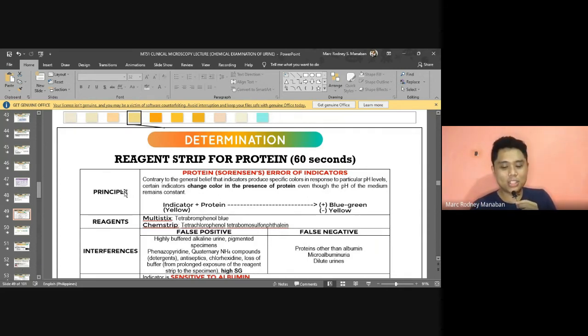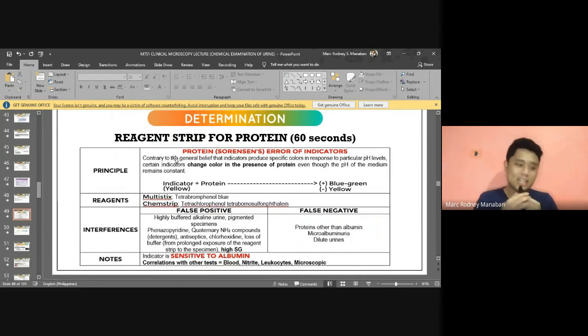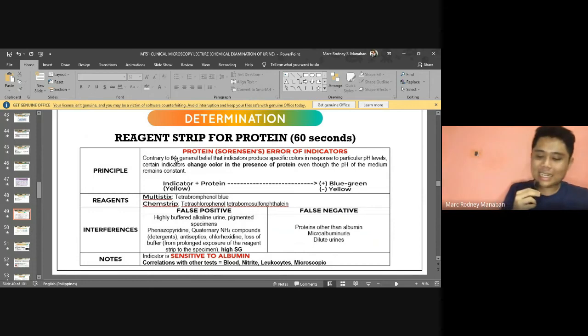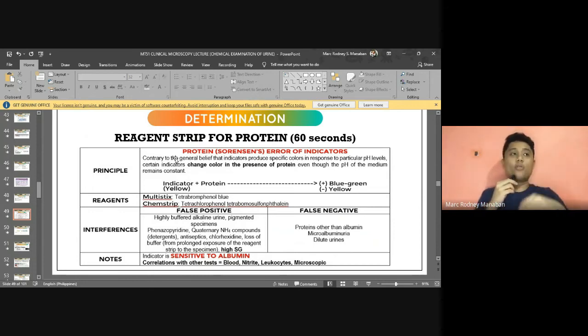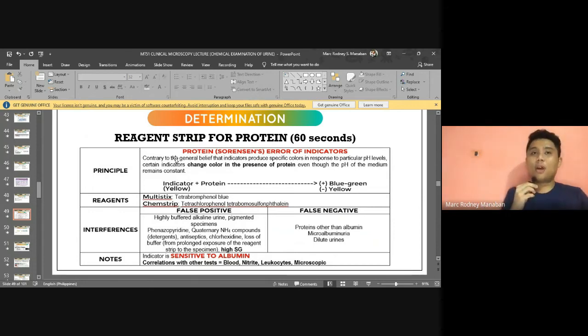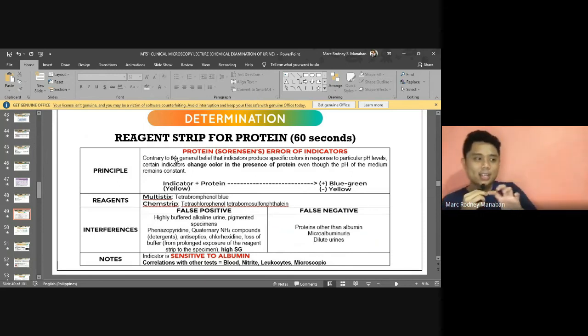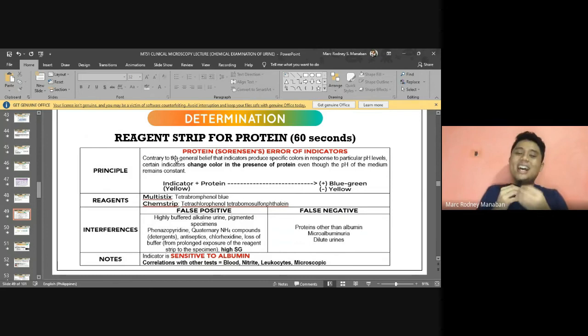Okay, alright. Now, what are the interferences? Of course, false positive: highly buffered alkaline urine. Why? Because this alkalinity will override the buffer system in your reagent pad, which is maintained at an acidic pH. It overrides the acid buffer system. So therefore, since it is alkaline, the color goes toward blue-green.